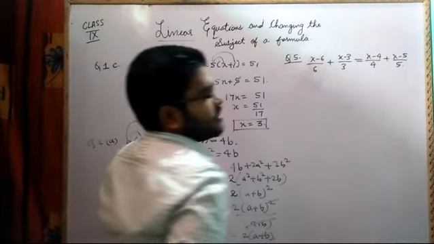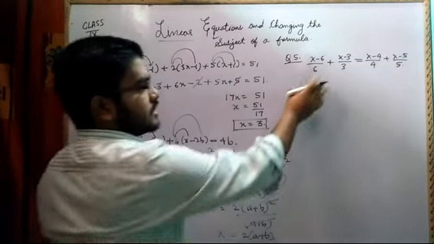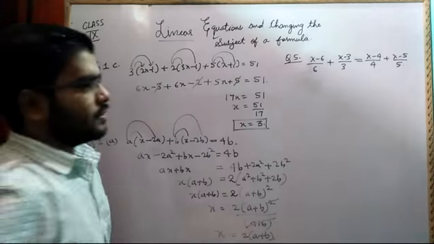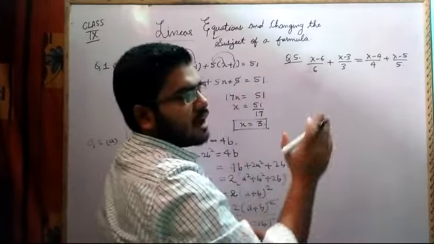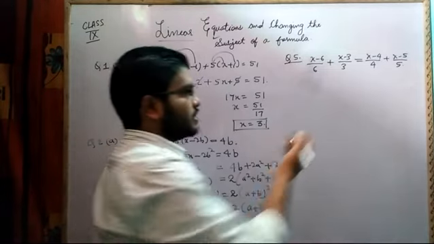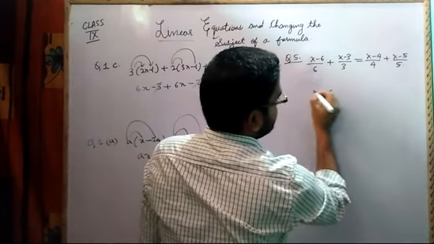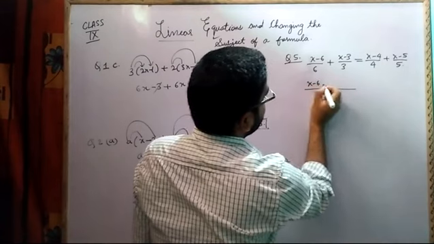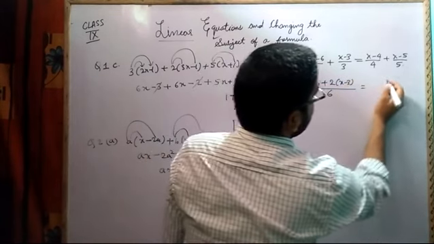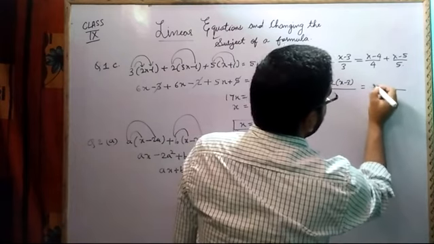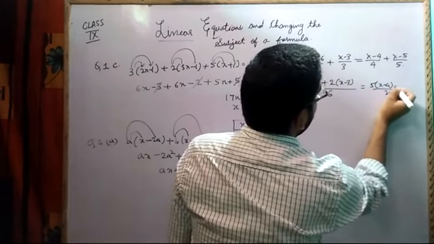Both the sides we are having variables and constants, and both the sides we are having fractions. So what we can do? We can simply take the LCM, solve both the sides, and then afterwards we will do the cross multiplication. So LCM of 6 and 3 will be 6. So here x minus 6 plus 2 into x minus 3 is equal to 25 into x minus 4.